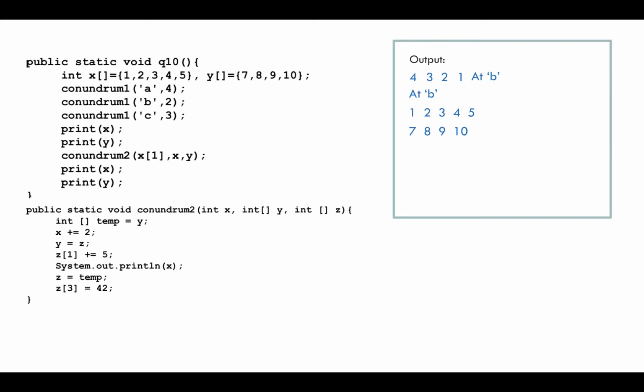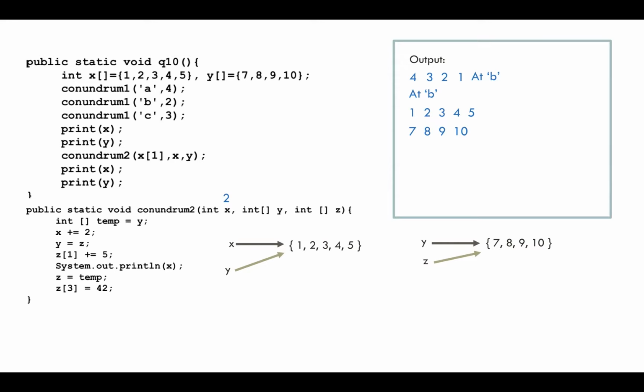It then comes to the part of calling the conundrum 2 method. The first input variable is x of 1, so parameter x is equal to the value of the integer array x at index 1, which is 2, so x is equal to 2. And then we pass the arrays x and y to parameters y and z. Integer arrays x and y are pointing at the location where the elements of the array are stored. Then, pass-by-value for arrays allows us to copy each pointer and assign them to the parameters y and z.